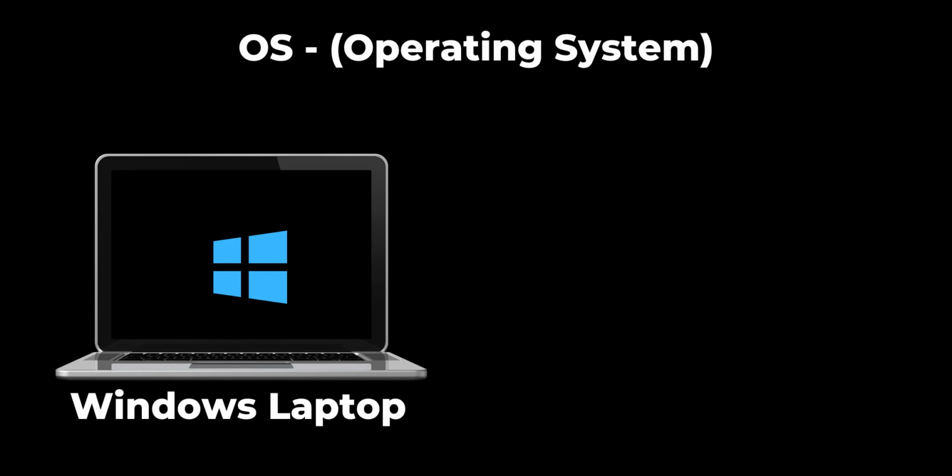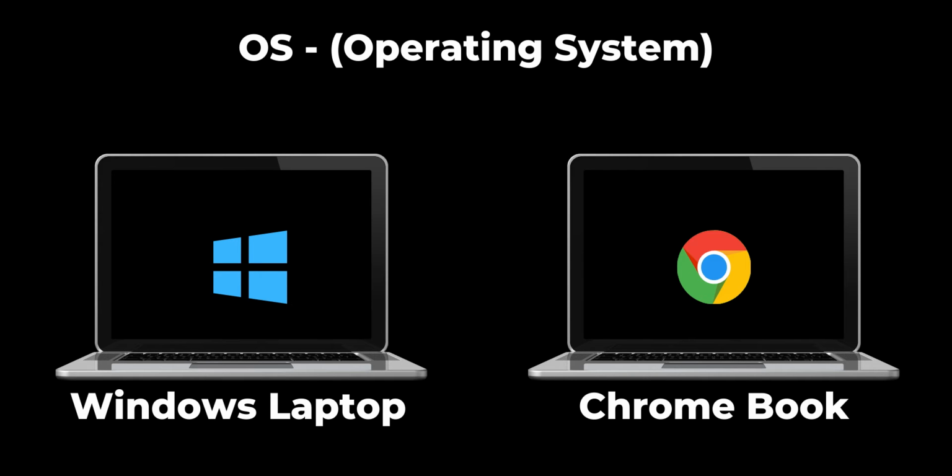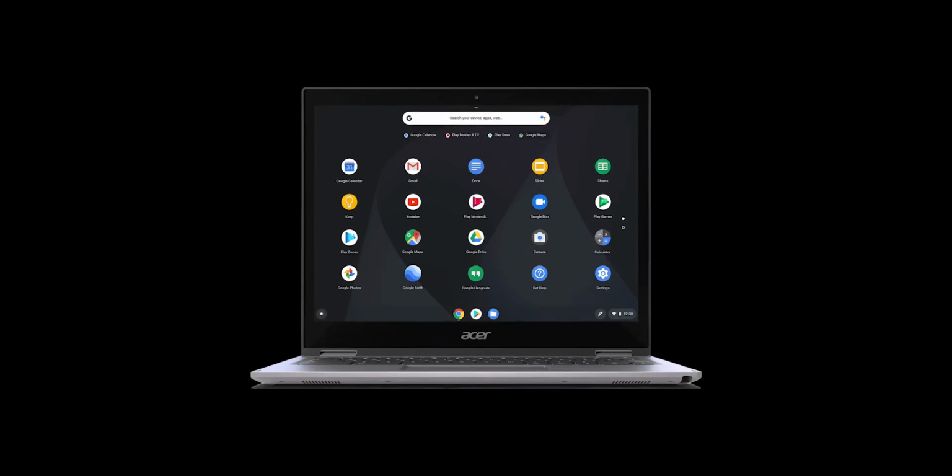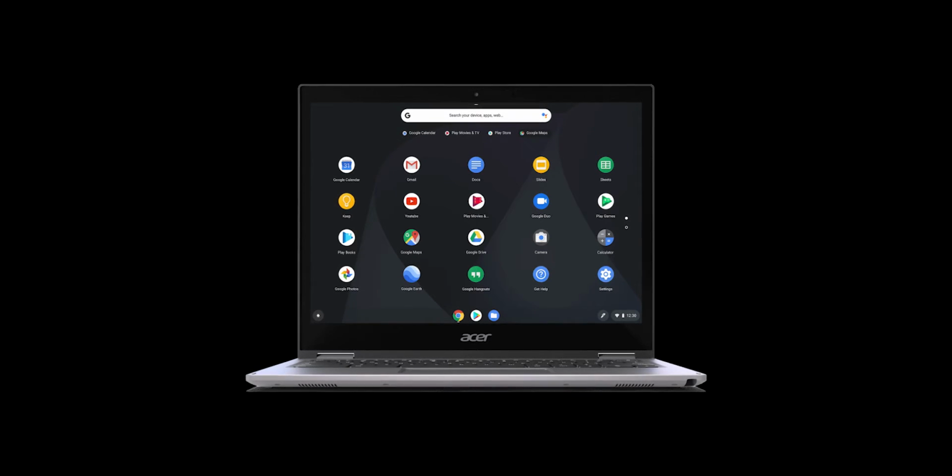Alright guys, the first difference that you'll notice between a Chromebook and a Windows laptop is regarding the OS, or the operating system. Obviously, Windows laptops come with Windows, but Chromebooks actually come with Chrome OS. Chrome OS is way lighter in weight when you compare it to Windows, and it utilizes fewer resources as well. Now this is actually super useful.